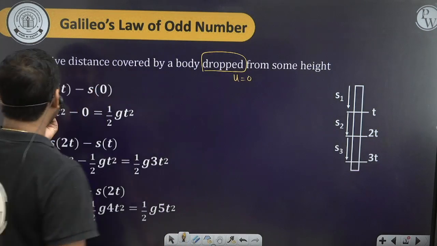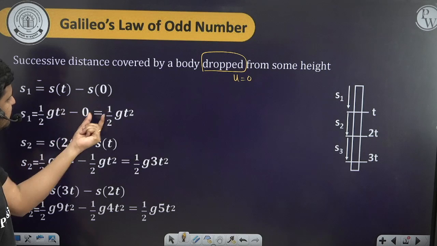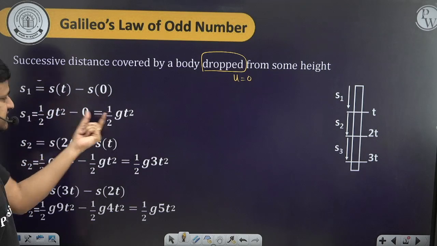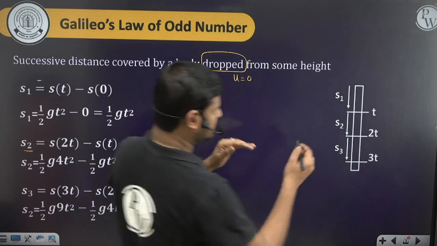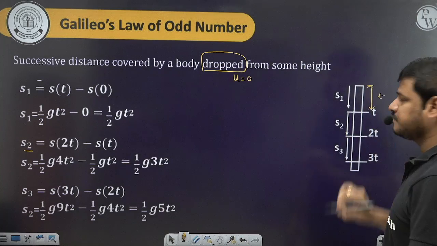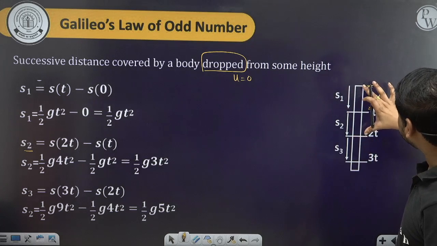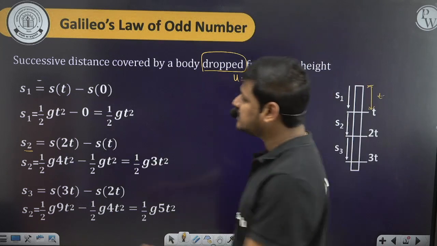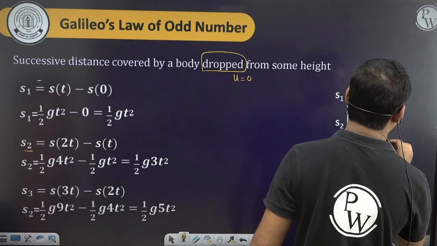If u is 0, then we can simply write s1 is equal to half g t square, minus this, which is however 0. So in some time t, half g t square. Let it be the distance covered in t seconds, s1. And the distance covered in total 2t, from here to here, is the distance covered in 2t minus the distance covered in t.